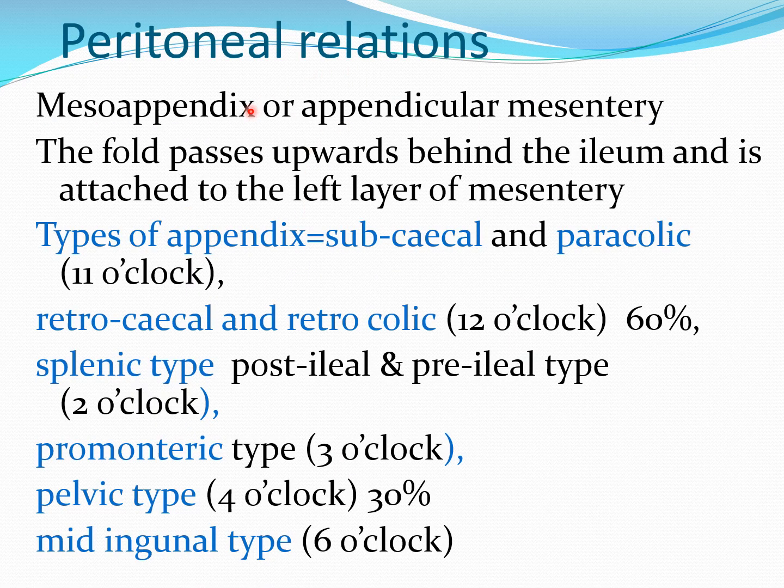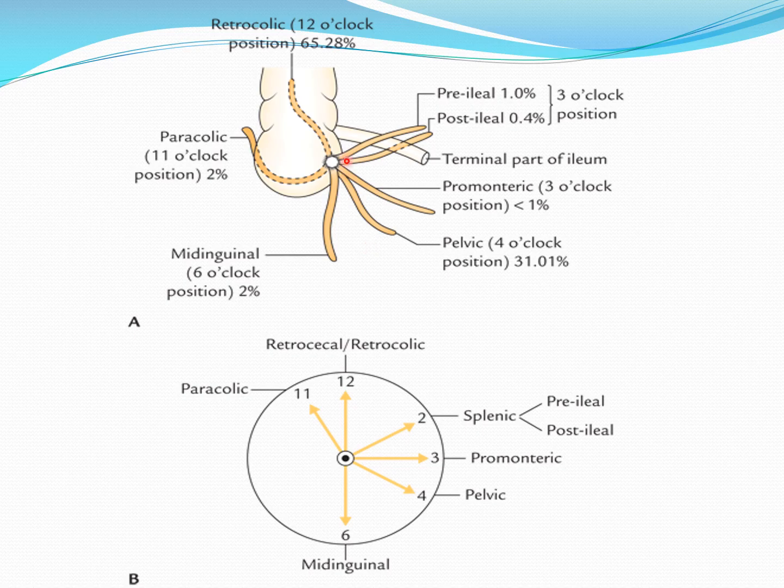The peritoneal relation, mesoappendix or the appendicular mesentery: the fold passes upward behind the ileum and is attached to the left layer of the mesentery. Types of appendix: subcecal type, paracolic type, 11 o'clock position; retrocecal and retrocolic, 12 o'clock position; splenic type, post-ileal or pre-ileal type, 2 o'clock position; promontoric type, 3 o'clock position; pelvic type, 4 o'clock position; and mid-inguinal type, 6 o'clock position. These are the different positions of the appendix.